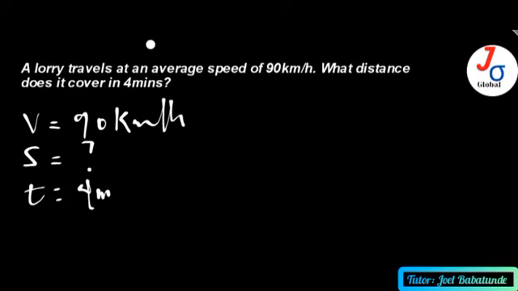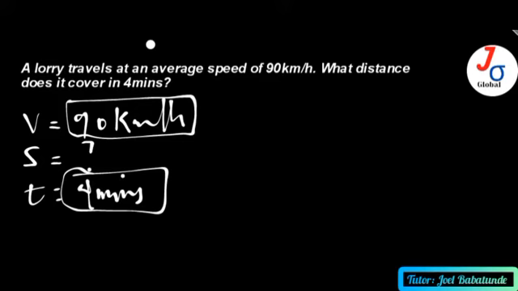I think we've done something similar to this before, so you can pause the video and try it yourself to see if you get the answer. All right, we have to convert this to meters per second and convert this to seconds as well, so we have a standard unit. Then, 90 kilometers per hour means 90 kilometers for every 1 hour.